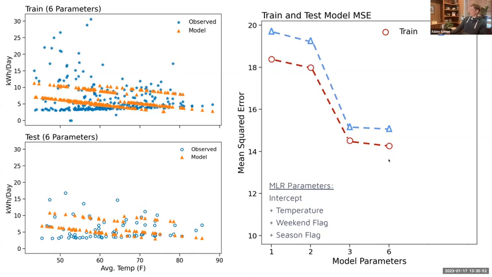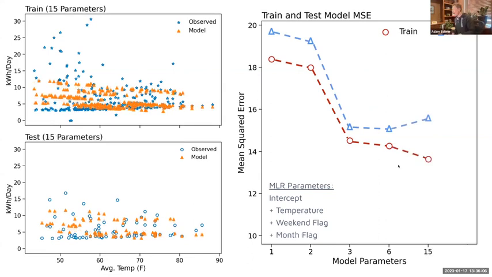Why don't I just say every month of the year? Why stop at summer, shoulder, winter when, well, September is certainly different than August. Why don't I fit August and September independently? So now I'm going to do that. And look at what happens. I get improvement in the model fit in the training data set.